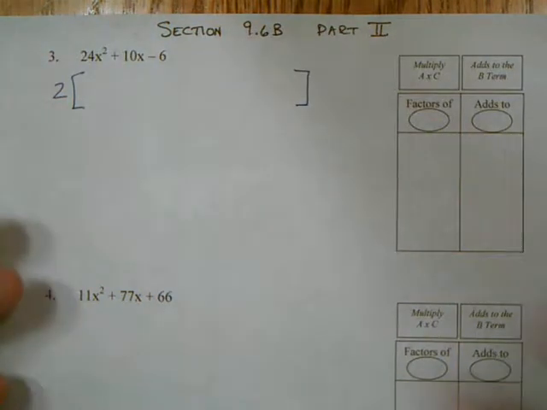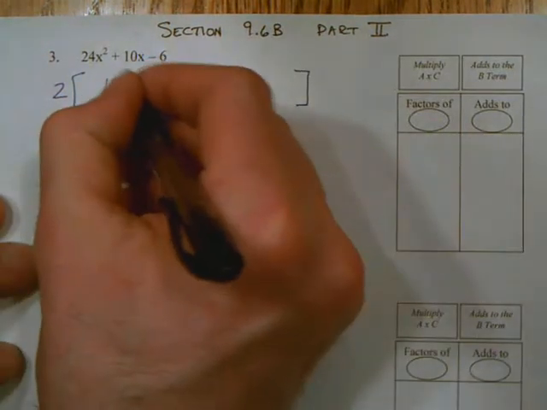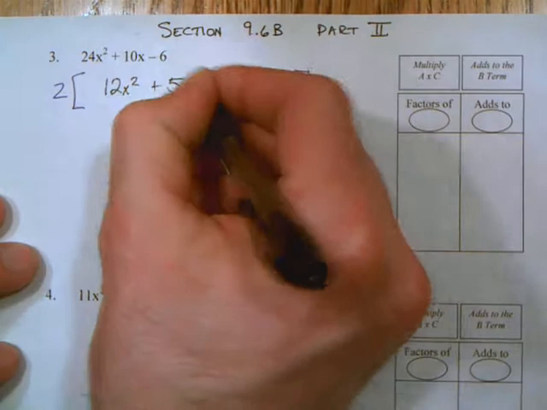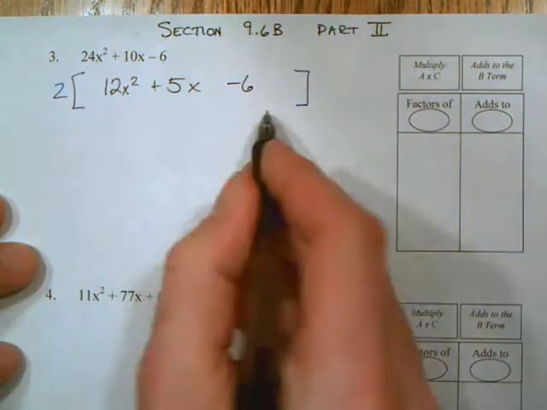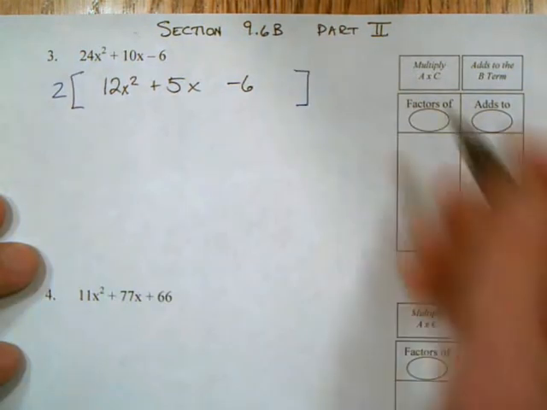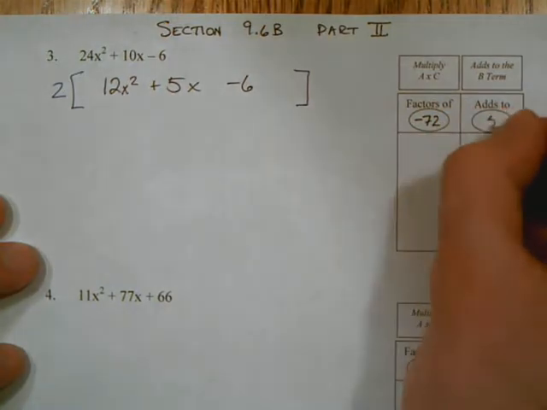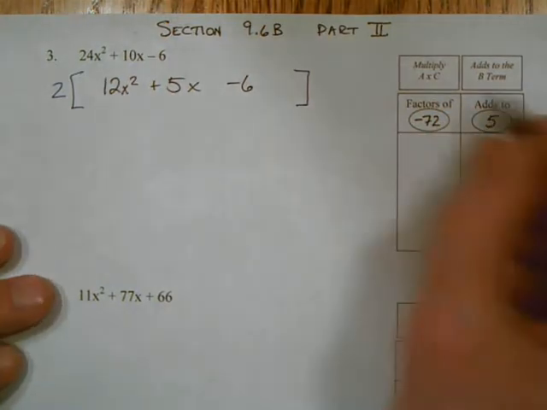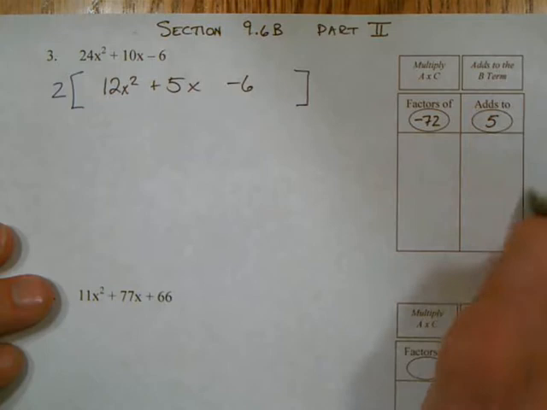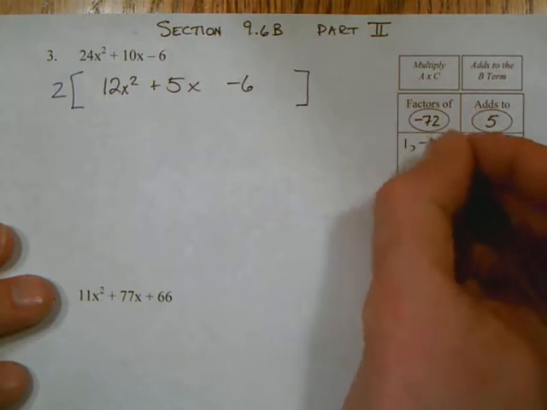Now we have to look at the inside. What's left is 12x squared, 5x, and minus 6. This is the real problem that we're going to be working with. Well, 12 times negative 6 is negative 72. And the 5 is what it has to add to. So we multiply, we add, and now we're going to try to choose.